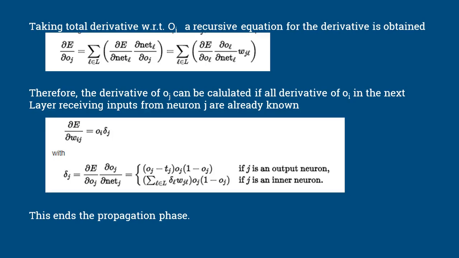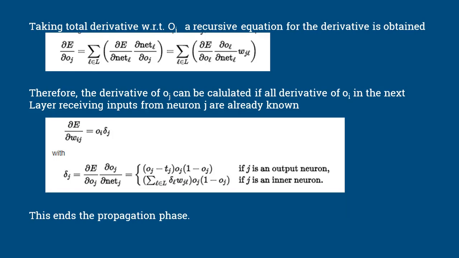Here we have obtained that the derivative with respect to oj can be calculated if all the derivatives with respect to oi in the next layer are known. What are oi? The neurons that receive the input from the neuron j. If the derivatives with respect to oi are known, only then the derivative with respect to oj can be calculated.